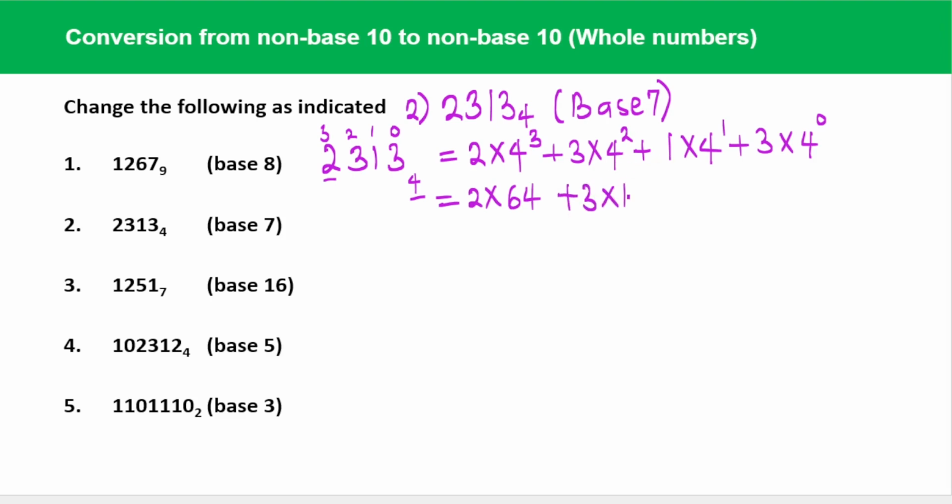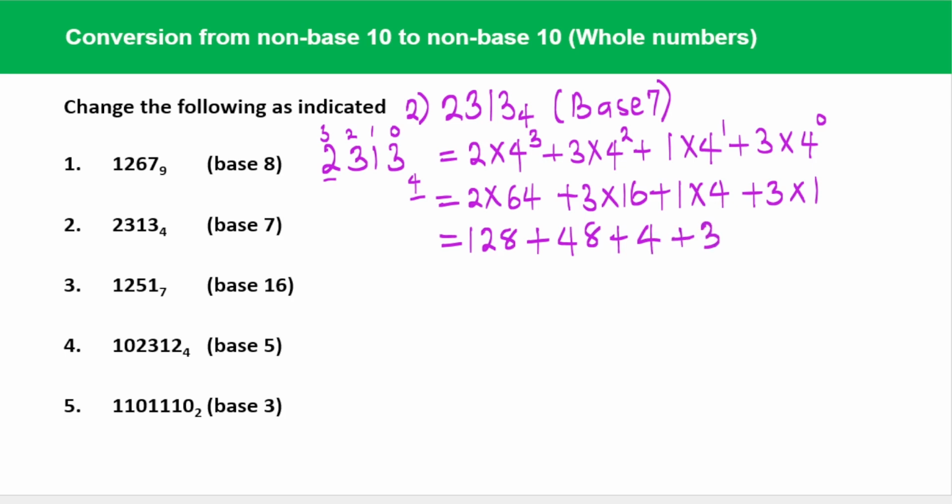So this will be 3 times 16. 4 to the power of 1 is 4, that will be 1 times 4. 4 to the power of 0 is 1, that will give us 3 times 1. The next step will simplify further. 2 times 64 is 128, plus 3 times 16 is 48, plus 1 times 4, that is 4, plus 3 times 1, that is 3.